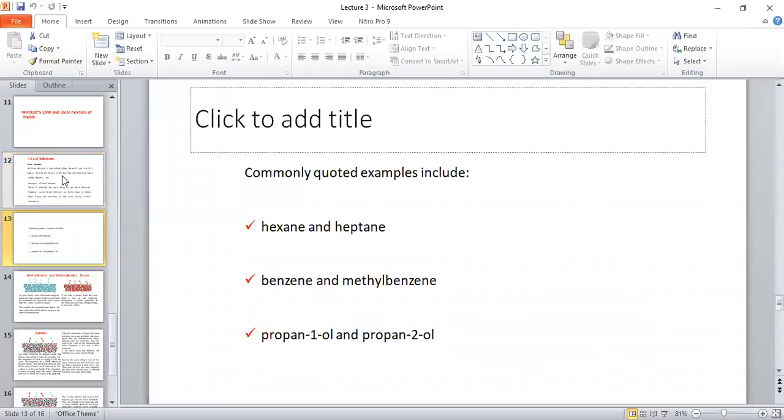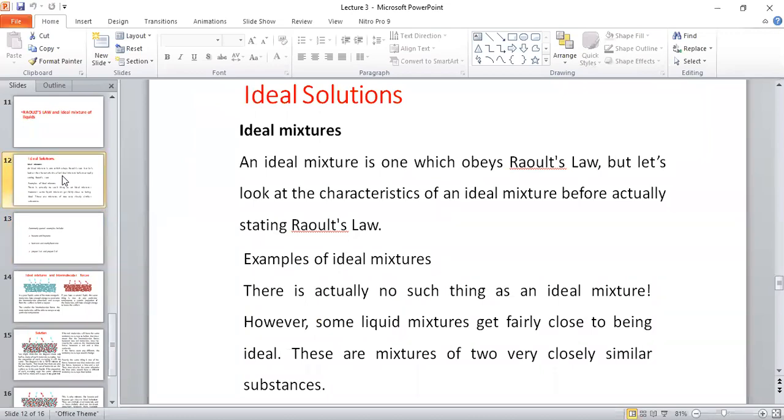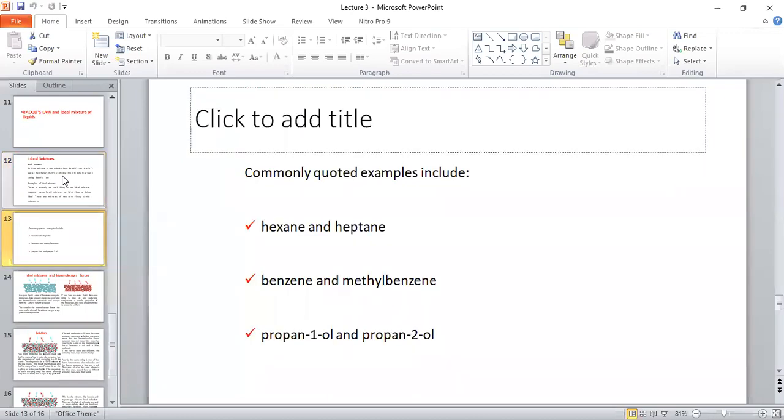We'll see examples here like hexane and heptane. If you mix hexane and heptane, of course, you know they're both nonpolar. Also, if you mix benzene and methylbenzene, or propan-1-ol and propan-2-ol. So you see that these are situations we're looking at as ideal: mixing two very closely similar substances.